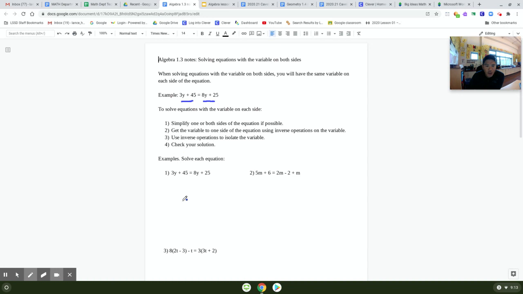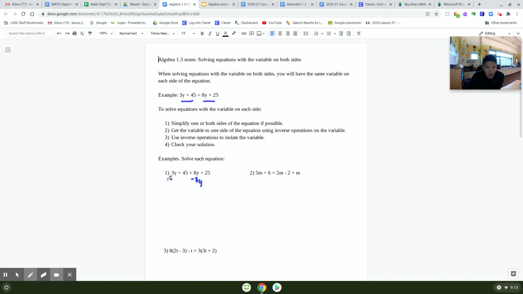Okay, so I'm going to work through this first example. It actually doesn't matter what side you get the variable to. Some people like to get the variable to the left side all the time, and that's what I'm going to do. So on the left side, we have 3y. On the right side, we have 8y. So either 8y is being added to 25 or you're adding 25 to 8y. This 8y is positive or it's being added. So the inverse operation is to subtract 8y from each side. That would get the variable to one side of the equation.